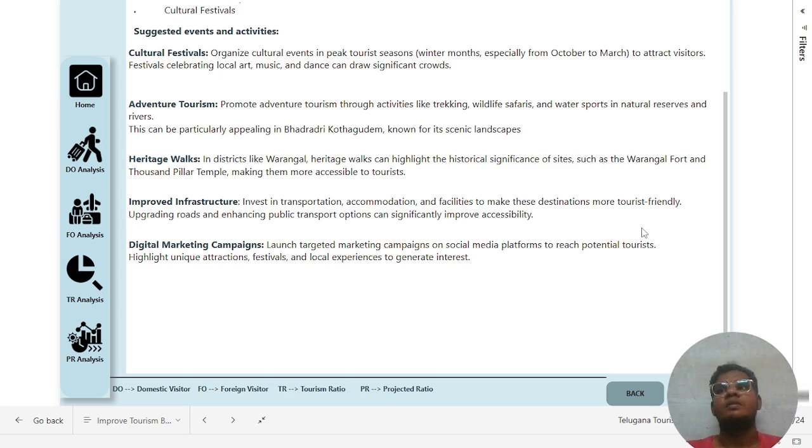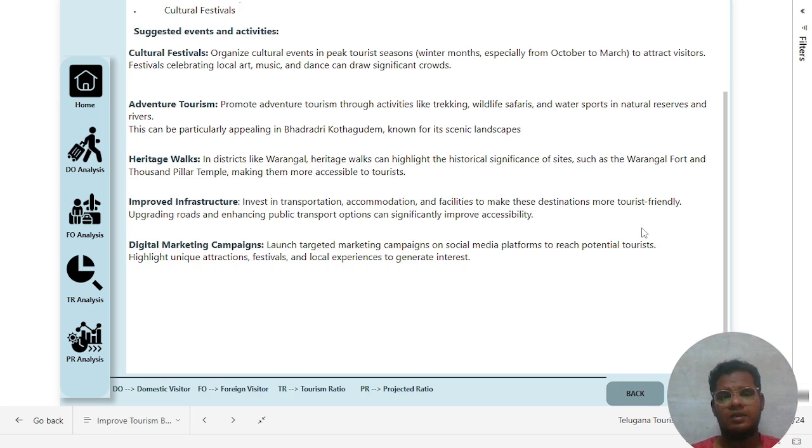Because, as we already discussed in our slide, the infrastructure is always very important. The transportation, accommodation, and facilities are very important for the people who stay there. Upgrading the roads and enhancing public transport options can significantly improve accessibility. If you improve accessibility, automatically it becomes friendly tourism, hassle-free tourism in simple words. People are able to access things in a very easy way.